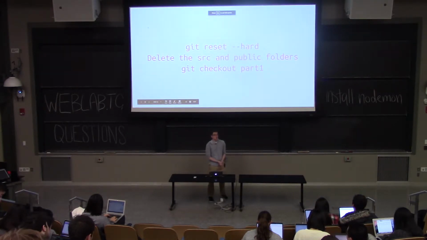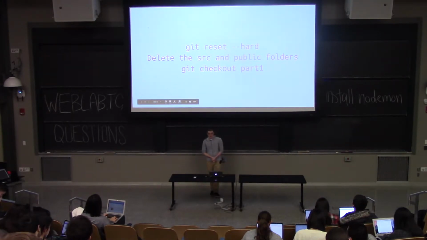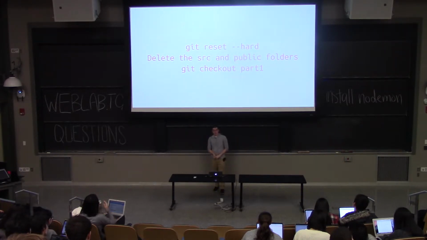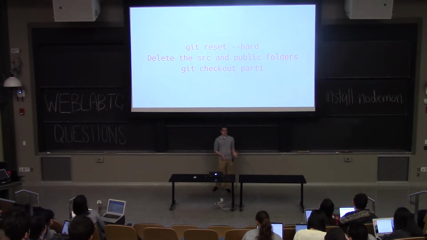If you are stuck and want to have the code checkpoint to this point, what you can do is you can reset hard. You'll have to delete your source in your public folders because Git doesn't know what those are yet. So basically, you have to remove them, and then you can check out part 1, and you'll be caught up to this point.